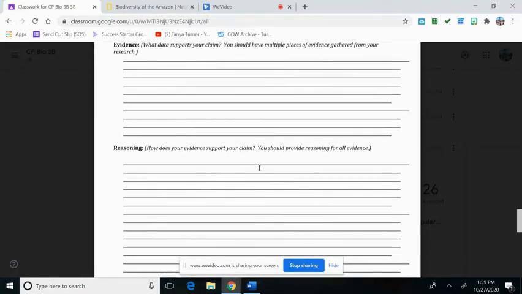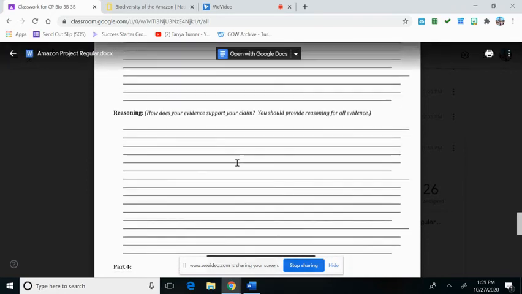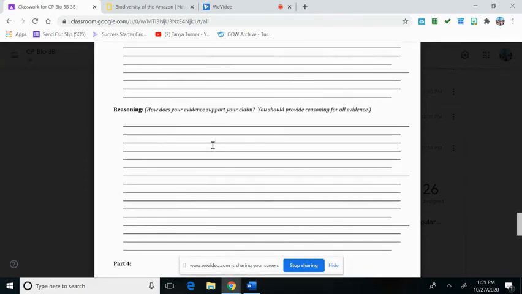And then remember, your reasoning supports your evidence and how your evidence supports your claim. So you should provide evidence or reasoning for all evidence. And remember, it's those 4 sentences.